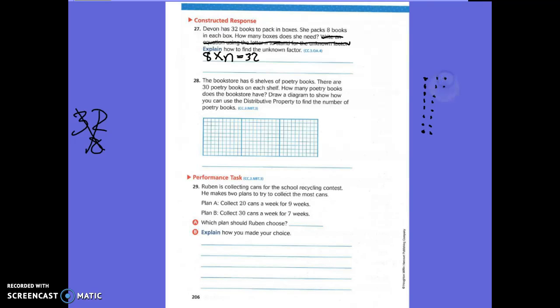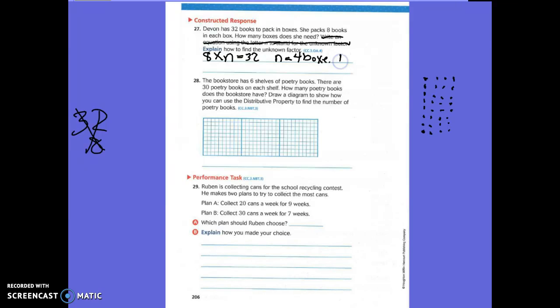Okay, 17, 18, 19, 20, 21, 22, 23, 24, 25, 26, 27, 28, 29, 30, 31, 32. How many counters in each row did I find? Everybody? 4. So the missing factor is 4. Okay, so let's write N equals 4 what? 4 boxes.